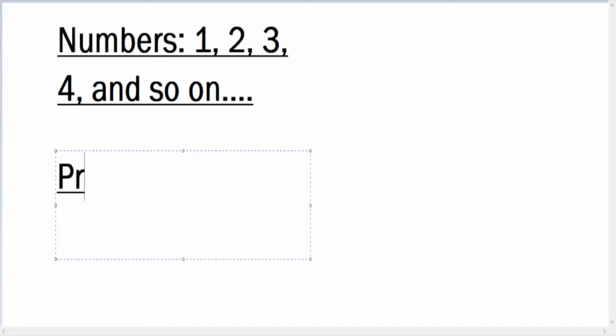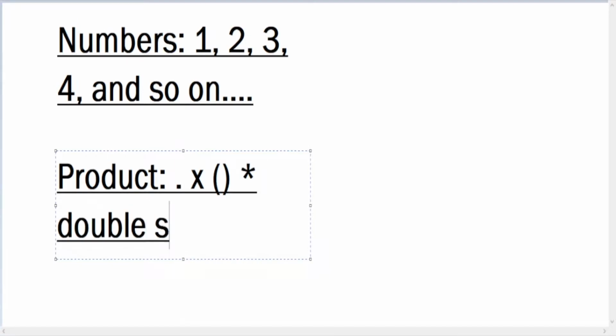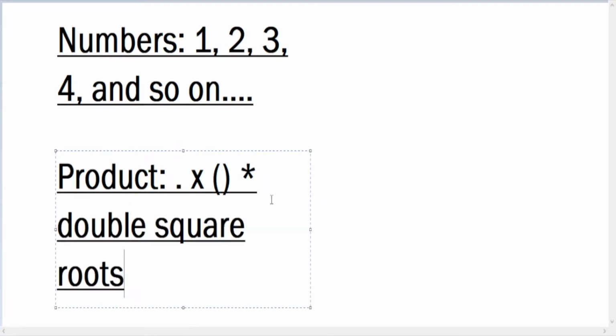For the product, the symbols are dot, times, and the parenthesis, and some asterisk, wildcard. Okay, so now also square roots and double square roots. Okay, so there you have an answer to the product.